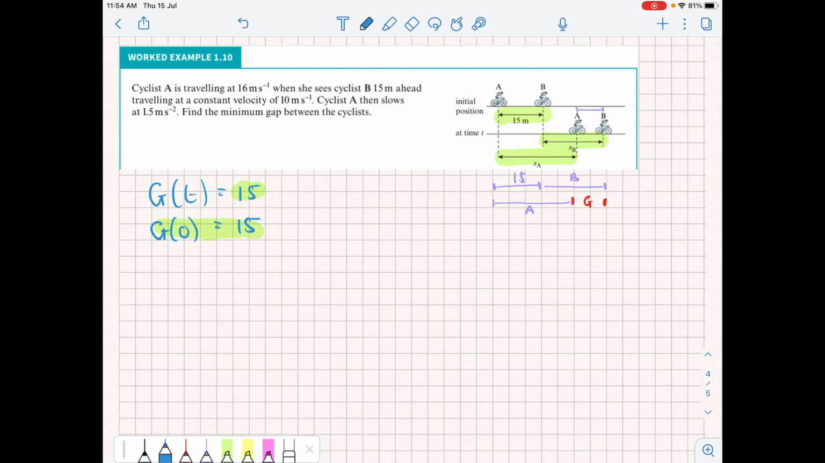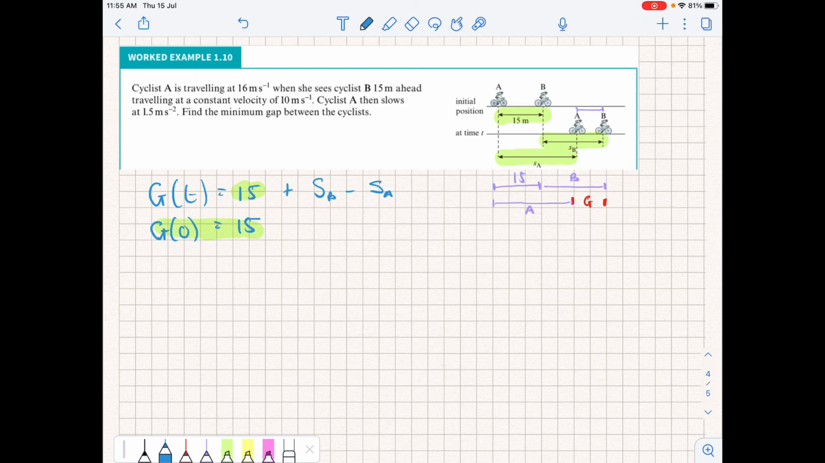Now we want to add the displacement for cyclist B, because we can visually see if we add the displacement for cyclist B and we subtract the displacement for cyclist A, it will give us the gap. And we would like a function, because we would like to find the gap at any point in time.